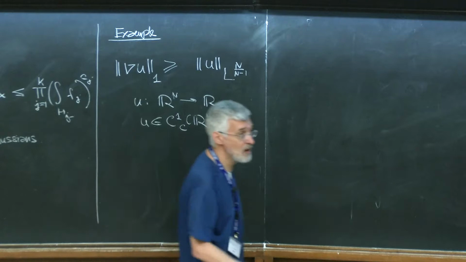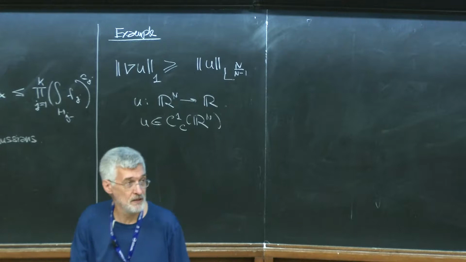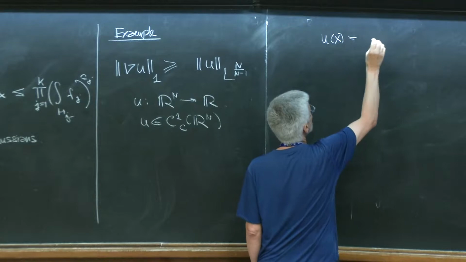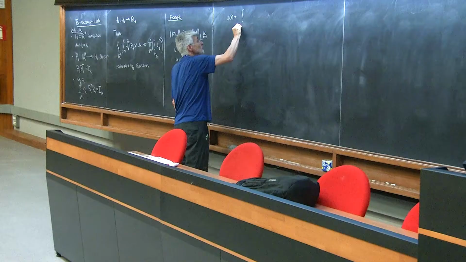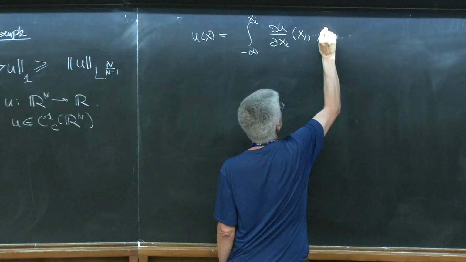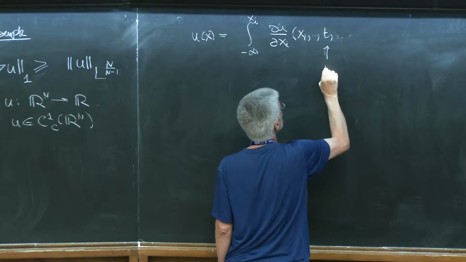So how do we do that? You remember this from the textbooks, like Craig Evans's book on PDEs. I think it's totally standard. You start out by writing u(x), by the fundamental theorem of calculus, as the integral from minus infinity to xi of the partial derivative du/dxi, where you have x1 up to, and in the ith place you put in t, and then you go on up to xn. Right?